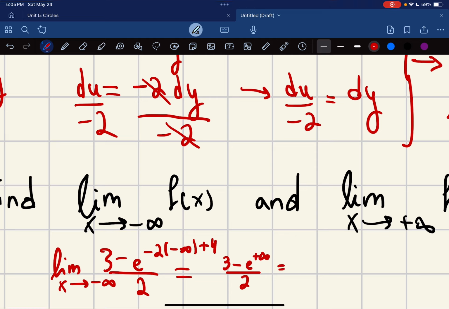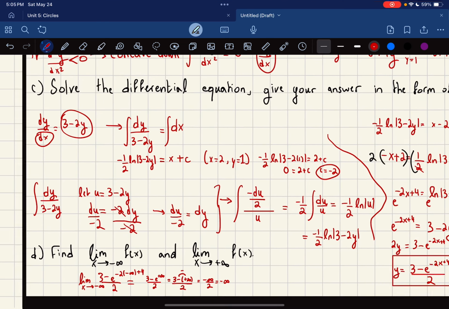Now e to the power of plus infinity is plus infinity. So 3 minus plus infinity over 2. So minus times plus is going to be minus. So 3 minus infinity. So it's going to be minus infinity over 2, which is minus infinity.